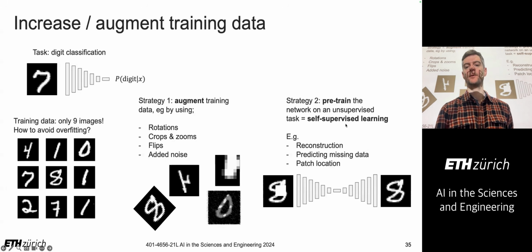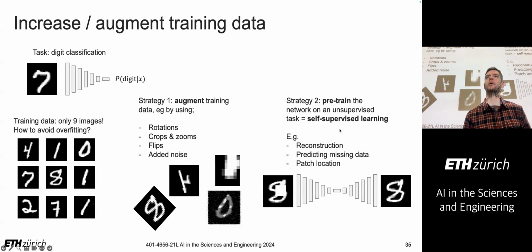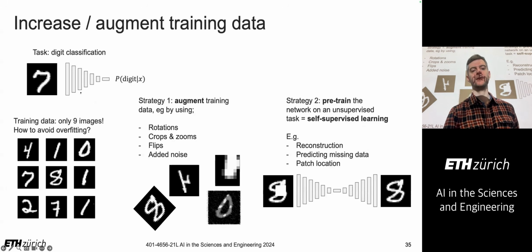Another way to do it, which is also very popular, is to do a pre-training step. We sometimes call this self-supervised learning. What this means is that before we train the network to do the classification task, we pre-train it to do some other task beforehand, which hopefully trains the network to learn some feature representation that is useful for the main task that we actually want to solve.